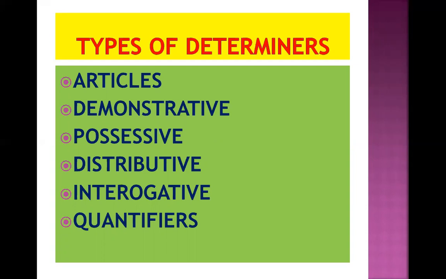Now these are the types of determiners. First one is articles. Second, demonstrative. Third, possessive. Fourth, distributive. Fifth, interrogative. Sixth one is quantifiers. These are the types of determiners. We'll talk about these determiners one by one.